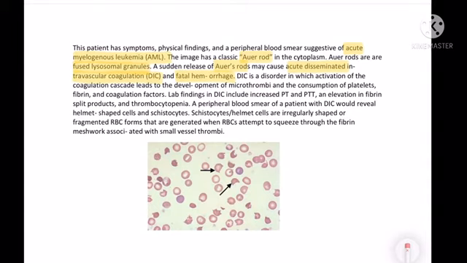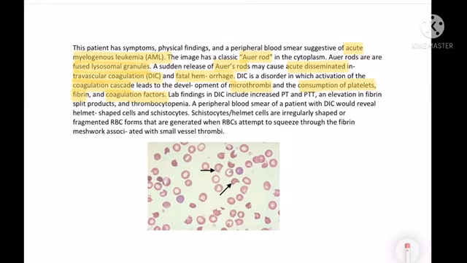DIC is a disorder in which activation of the coagulation cascade leads to the development of microthrombi and consumption of platelets, fibrin, and coagulation factors. Because the coagulation factors, platelets, and fibrin are all components required for the formation of the thrombi, once more thrombi start to form, there is more platelet consumption, more consumption of fibrin, and more utilization of the coagulation factors. So all these start to reduce in the circulation.